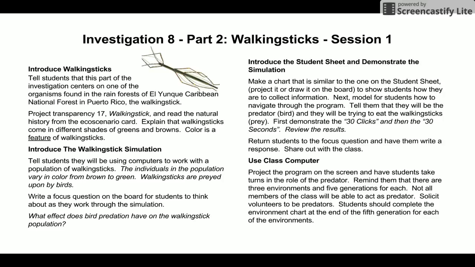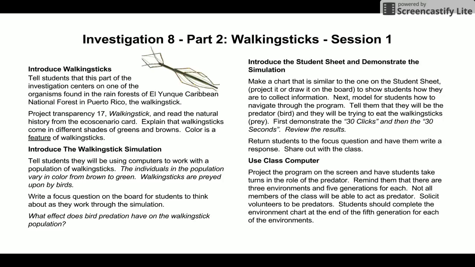Explain that the walking sticks come in different shades of greens and browns, and that color is a feature of walking sticks. Tell students they will be using computers to work on a population of walking sticks. The individuals in the population vary in color from green to brown, and walking sticks are preyed upon by birds. Write a focus question on the board for students to think about as they work through the simulation.